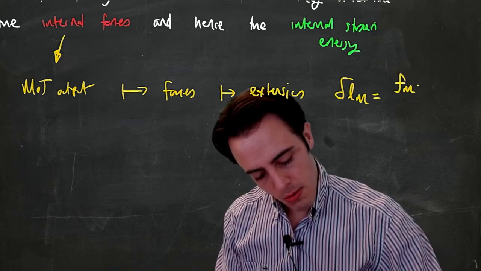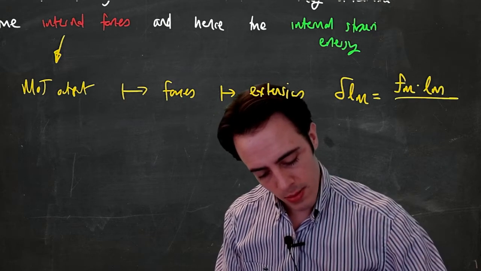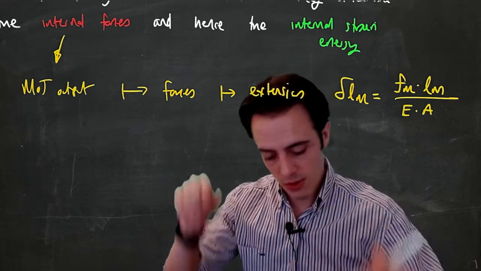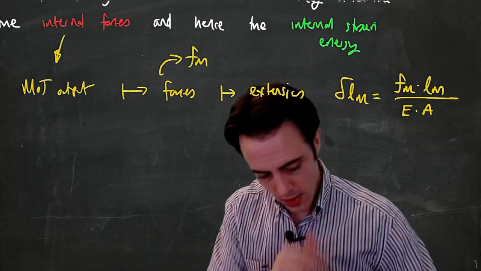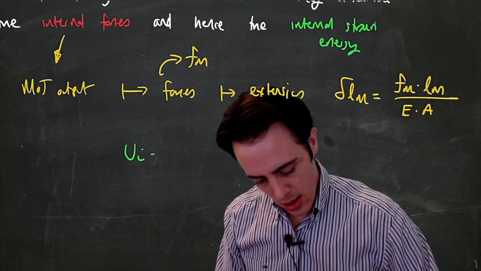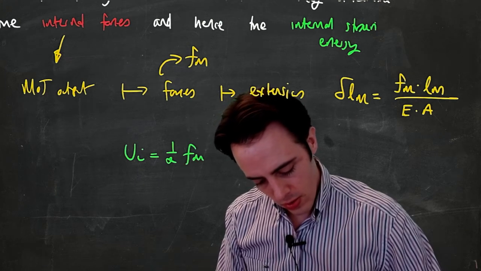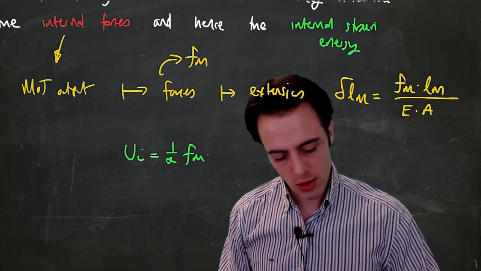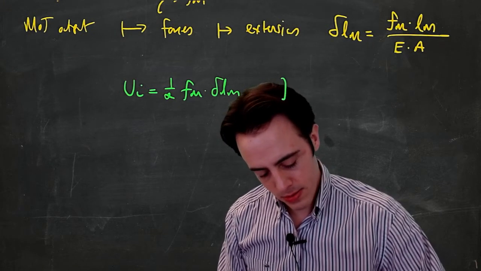in member m multiplied by the original length of member m, divided by the Young's modulus and its cross-sectional area. And once we've got that and we've got these forces, so that would be our Fm, or all of those forces, then the internal strain energy that we already know, Ui, is equal to a half multiplied by the internal force multiplied by the change in length of that member, so dlm. Okay, this would be for a single member.